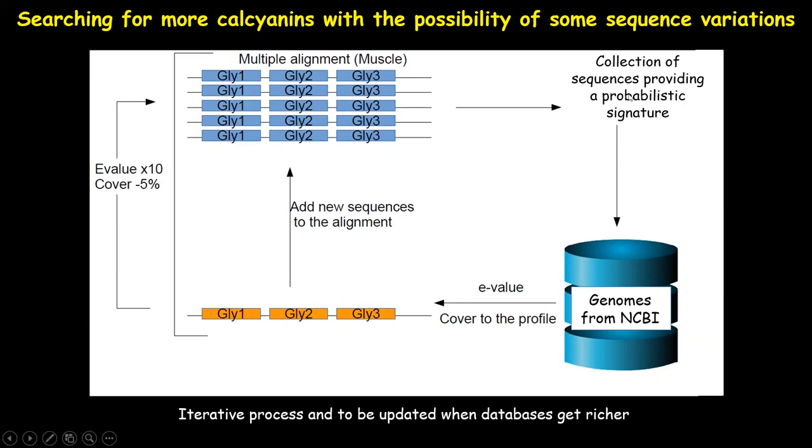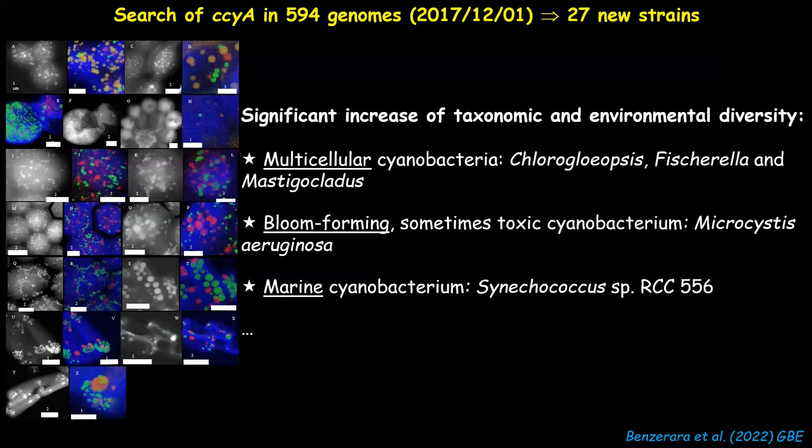And then we confront those sequences to all the genomes that are available in the databases, genomes of cyanobacteria or other bacteria. From that, we may find, or fish, new sequences of calcyanine, add them to that multiple alignment, and then we do it again. So this is an iterative process. And of course, we have to do that from time to time, since the genomes from NCBI grow larger every week.